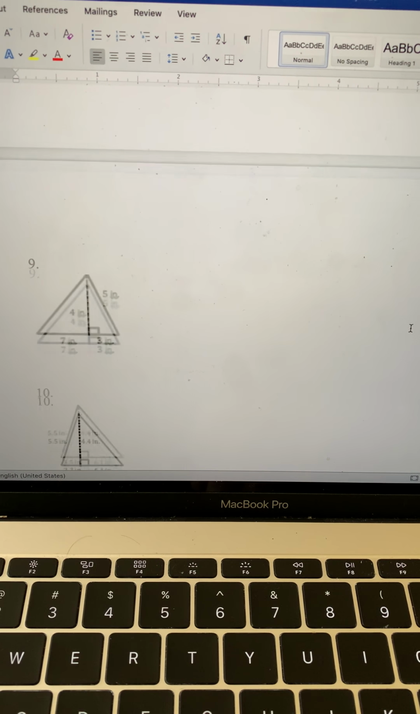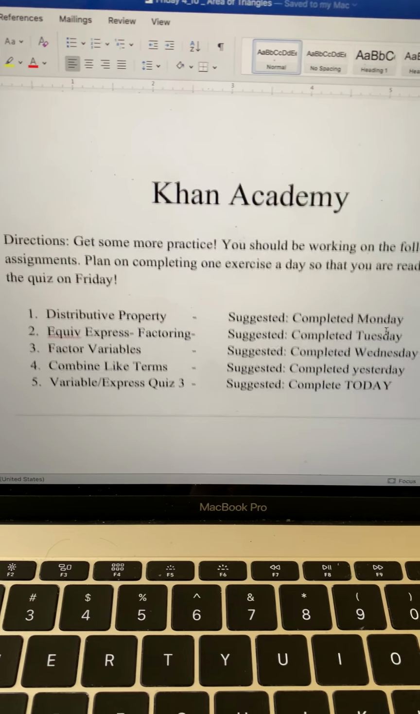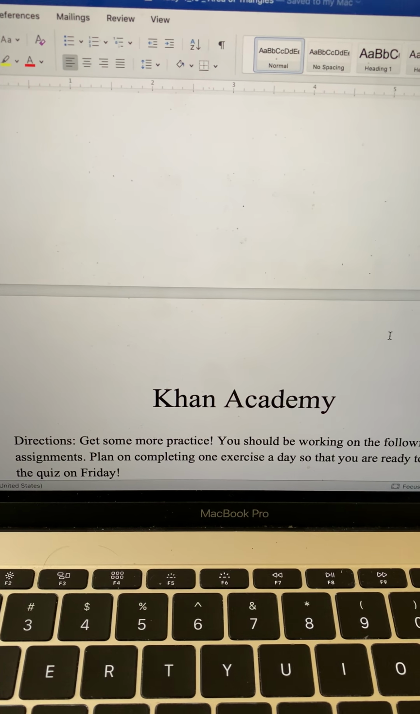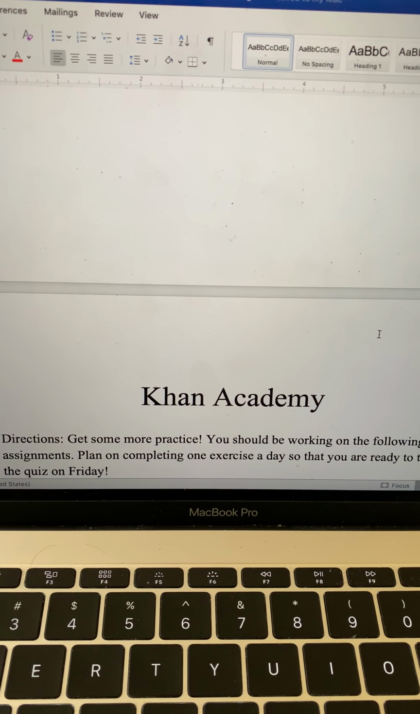Just like every other day, you have some con assignments that are due at the end of the day today, so make sure that your con assignments are turned in by 4 o'clock today, Friday.